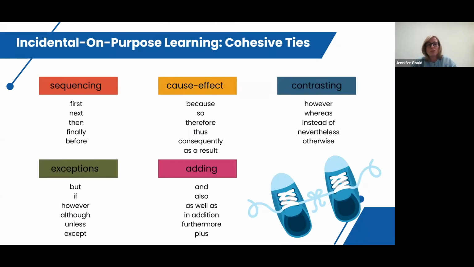One example of this could be our intentional use of cohesive ties during everyday classroom activities to create rich oral language experiences. Cohesive ties, of course, being those words or phrases we use in oral language or writing to connect ideas. When reading, cohesive devices signal to the reader what the relationships are between the different clauses, sentences, and paragraphs. The use of cohesive ties increases overall sentence complexity and improves the level of sophistication.